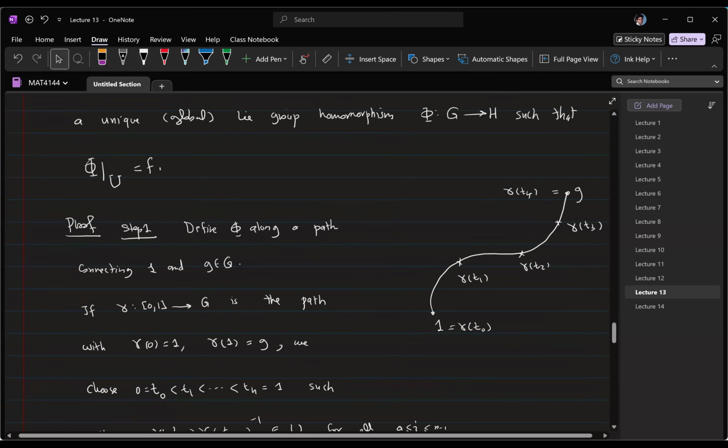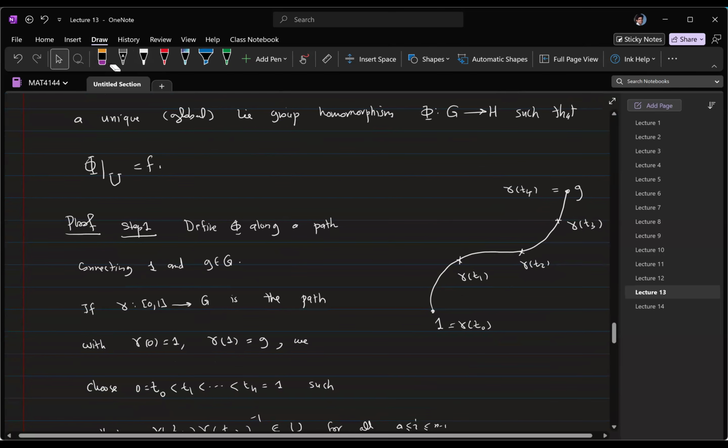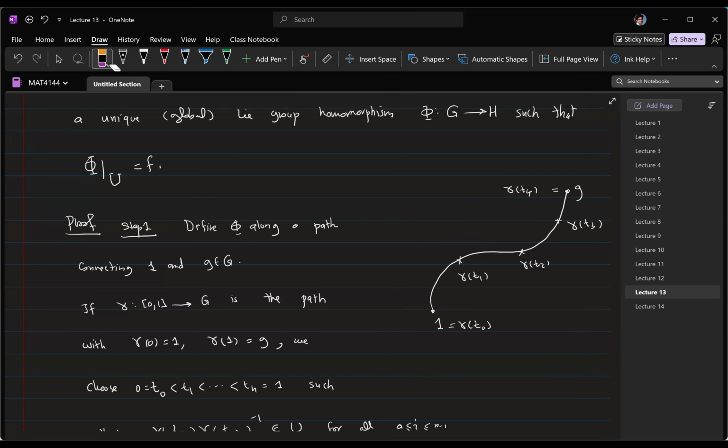The argument was, in order to define capital Phi of some arbitrary element g, we take a path in the Lie group G, which we know is simply connected. So in particular, it's path connected, and any loop shrinks. So you take a path that connects the identity to g, and you define Phi of g incrementally by first defining it on subintervals. You define Phi of g by taking a subdivision of this path into small pieces, so that on each part you can justify how to define your map. And that was by this formula.